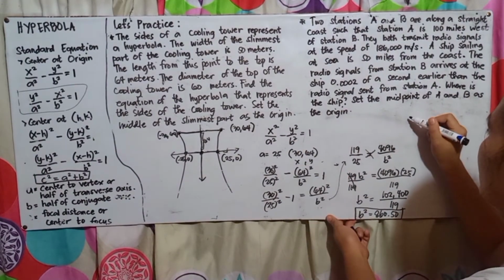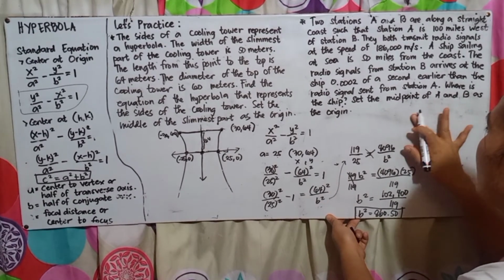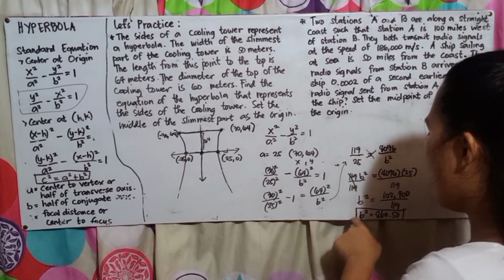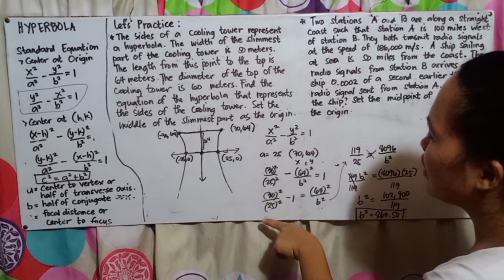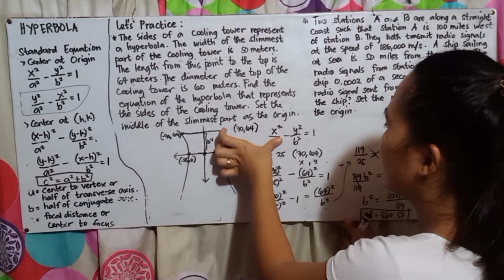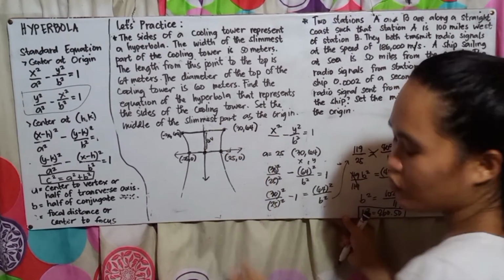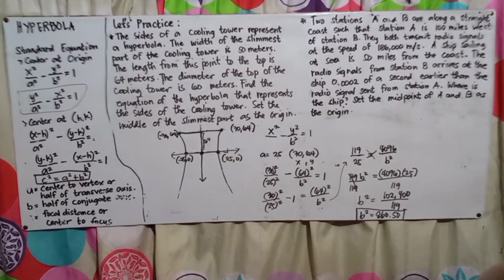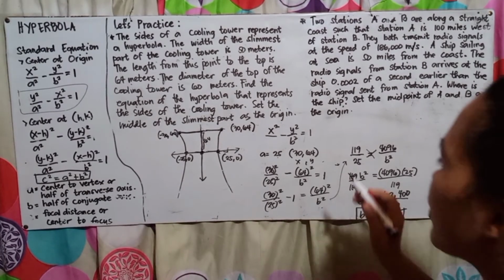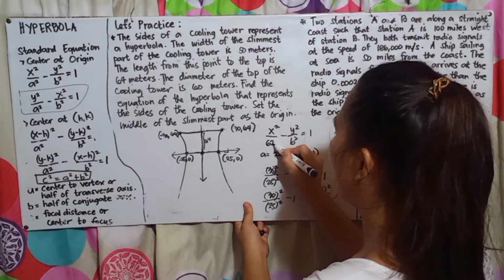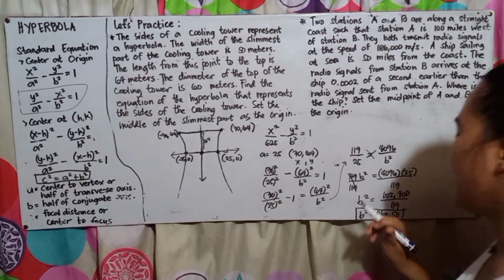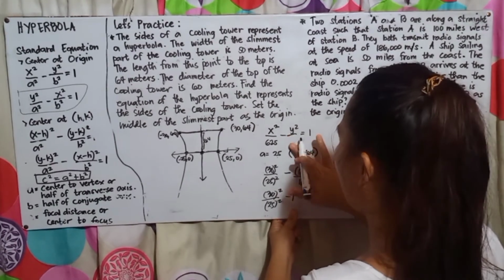So, substitute. We just substitute here. Our A is how much? 25. So, 25 squared, 25 times 25, is 625. So, our computation for b squared is 860.50.